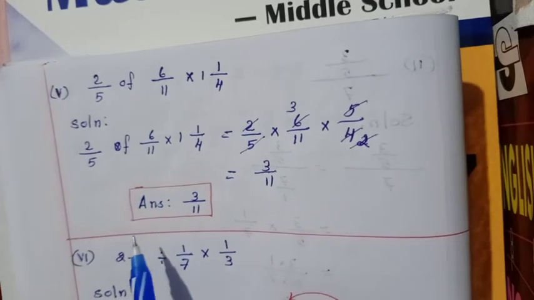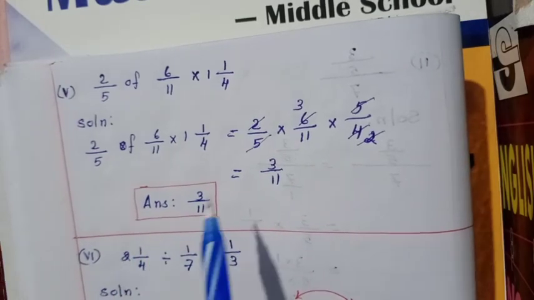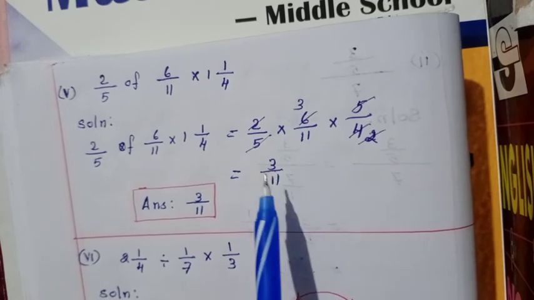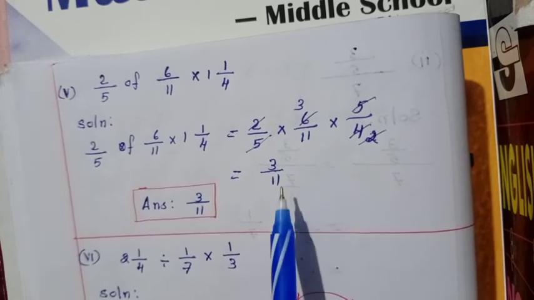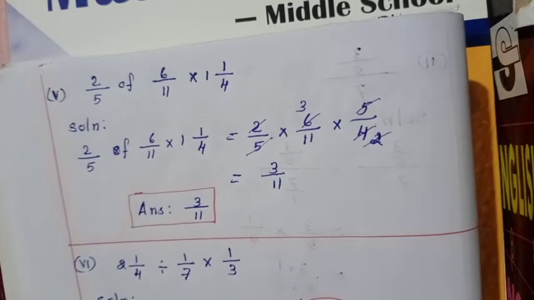So now no more numbers we can cancel there. So what is remaining? In the numerator 3 remaining and in the denominator 11 remaining. So the answer is 3 by 11.